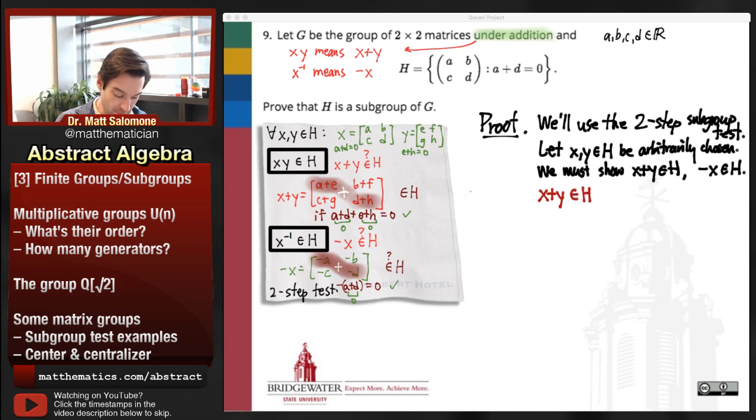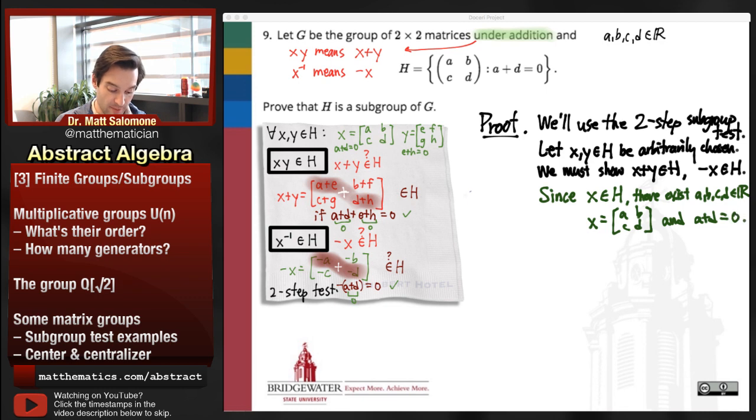Wait, maybe before I do that, let's do as we did before and explicitly give x and y meaning. Since x belongs to H, there exist real numbers a, b, c, and d such that x is equal to the matrix a, b, c, d, and a plus d is equal to 0. We do the same thing for y.